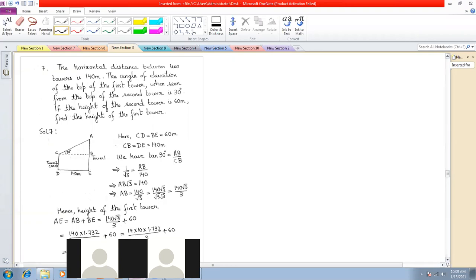So let's see, the height of the second tower is 60 meters, that means the height of the shorter tower is given to you as 60 meters. Find the height of the first tower. So what I'll do is I'll draw a taller tower first, and then I'll draw a shorter tower. Okay. So this is my tower 2 and this is my tower 1 and this is my ground level.